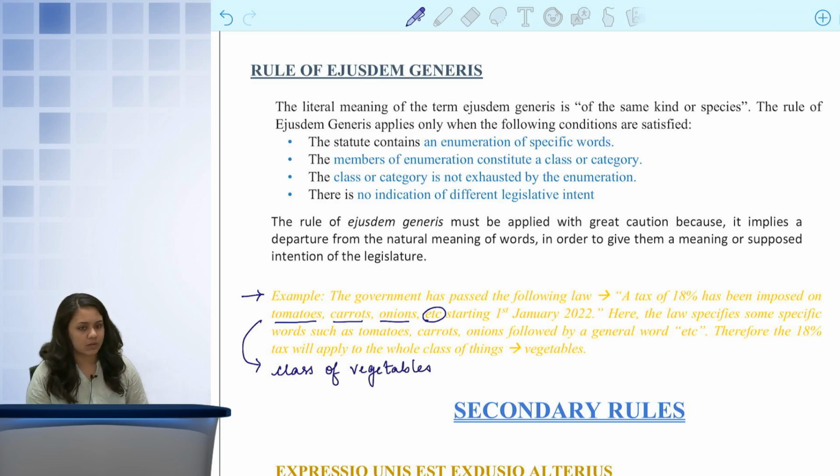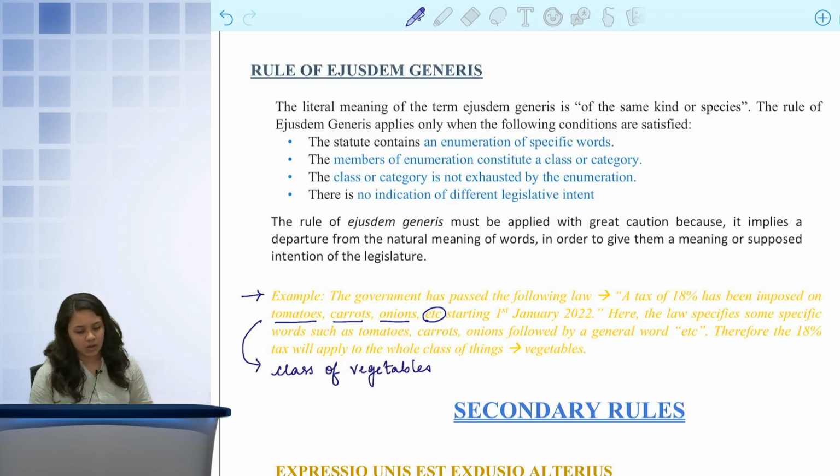So just by mentioning only tomatoes, carrots and onions, does it mean that the cucumber does not attract an 18% tax, or that your say your capsicums or certain other vegetables do not attract the tax? No, because we can see the word etc. there. So what can we understand from the rule of ejusdem generis? That the law, rather than having to specify each and every item in that species or in that class of objects, they are simply mentioning a few of them and then followed by a general word.